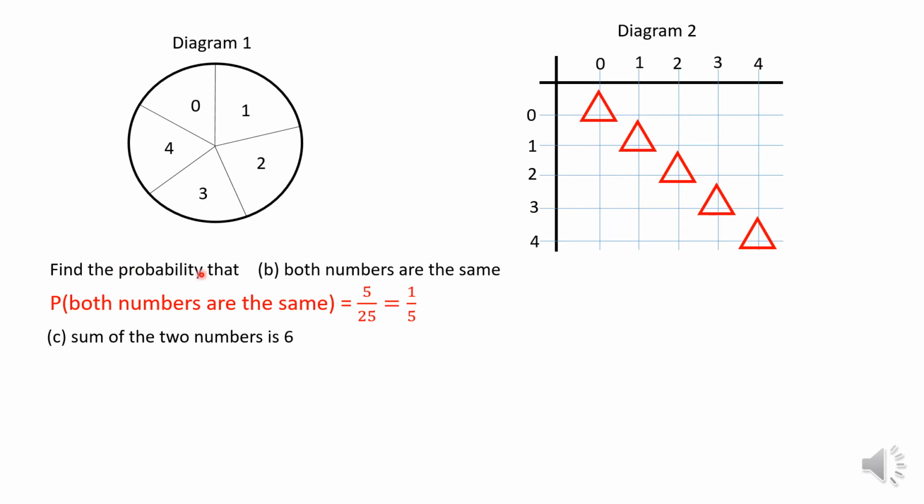Then find the probability that the sum of two numbers is 6. Well, that should be very easy. If you look at 4 plus 2, that gives you 6, that's one condition. And obviously 3 plus 3 gives you 6, that's another condition. And the last one here is 2 plus 4. So 3 out of the 25. And that is the probability for that particular question.